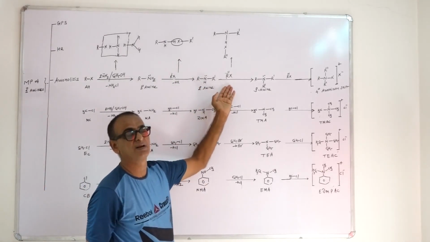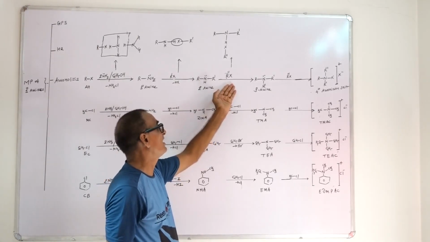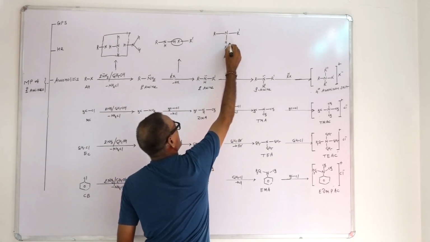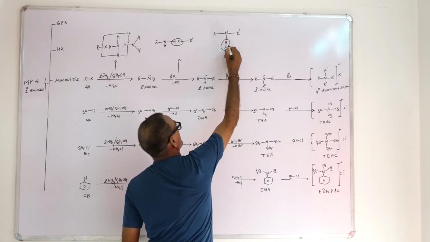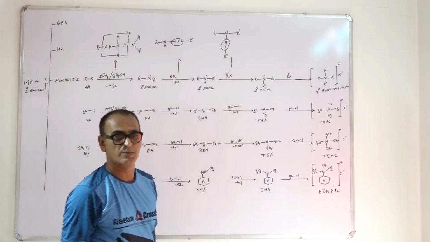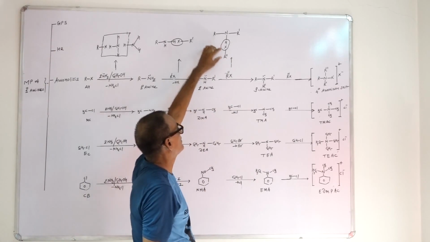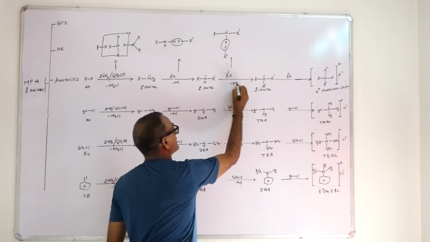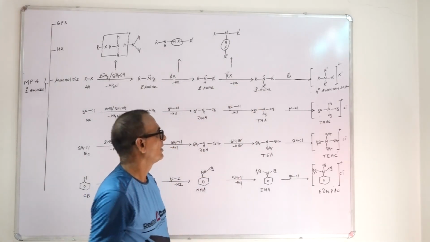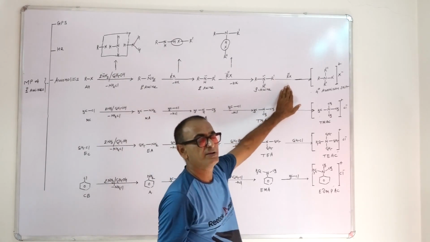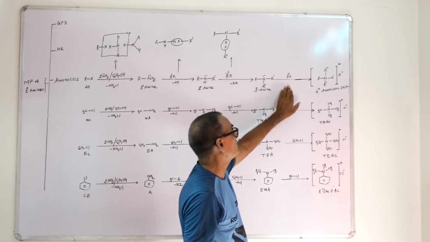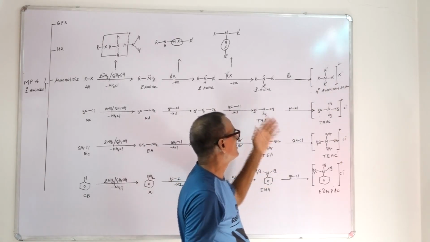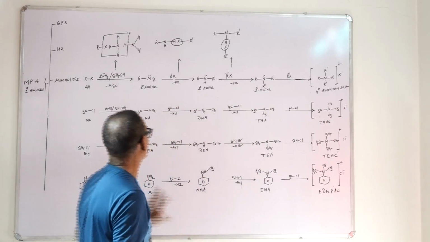Further, on reaction with a third molecule of alkyl halide, one hydrogen of the secondary amine and the halogen of the alkyl halide will combine with each other. With elimination of HX, it will give tertiary amine. Now, further reaction with one more alkyl halide will give quaternary ammonium salt. This is the general reaction. What happened during the reaction?